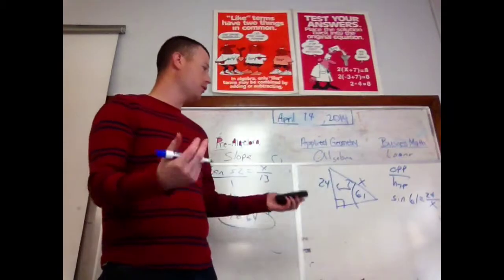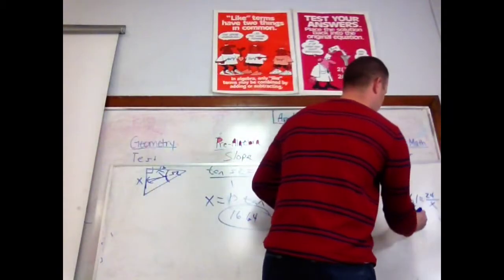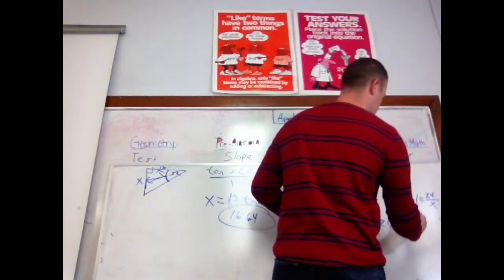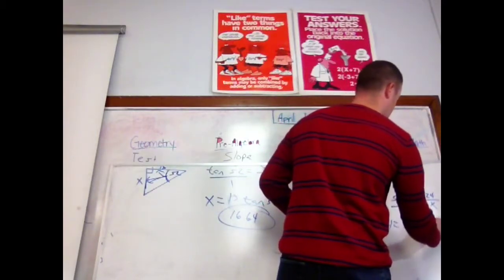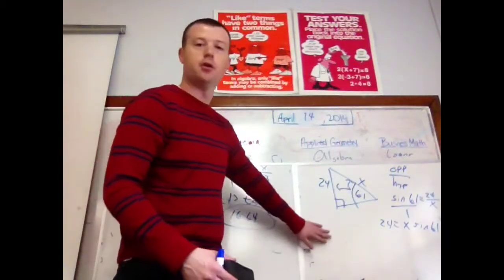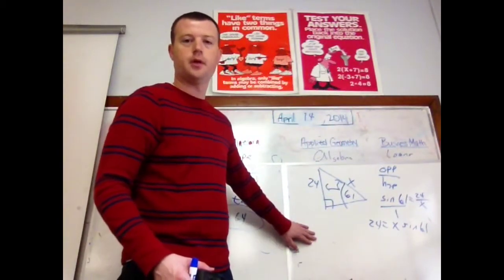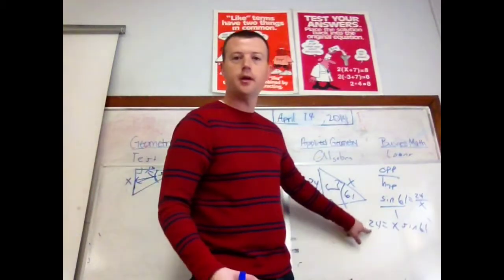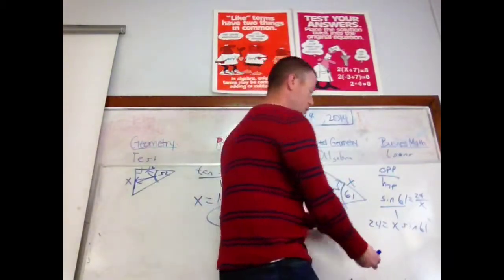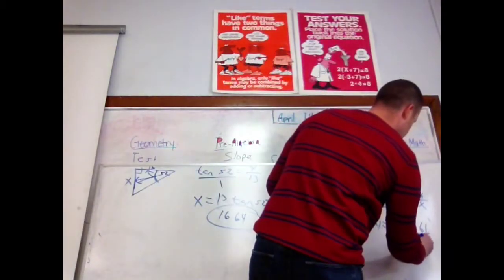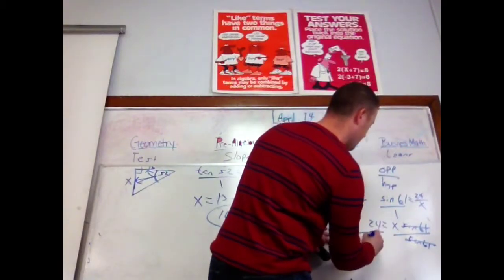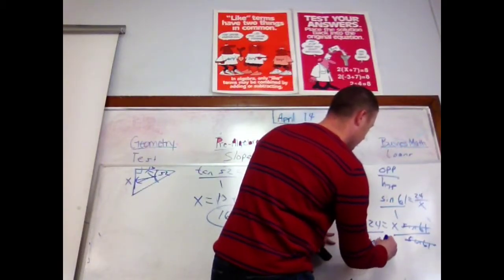Alright, so you're wondering, how do we do this? Well, we do the same thing. Put this over 1. Cross multiply, so we get 24 is equal to x sine 61. Alright, well, we still haven't solved for x, if you noticed. Well, we got to get x by itself. So we're multiplying, so we need to divide by sine 61. So divide that by, cross that out, and then we have sine 61 degrees.